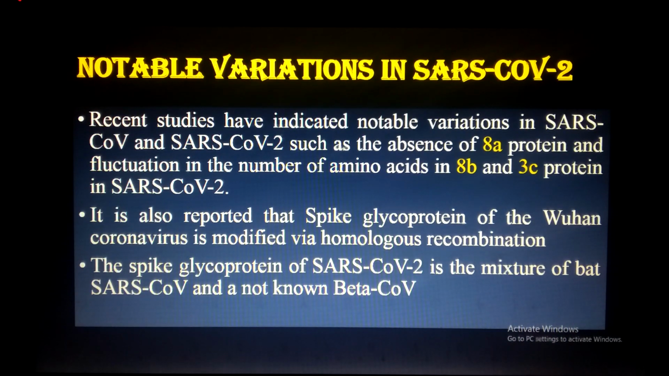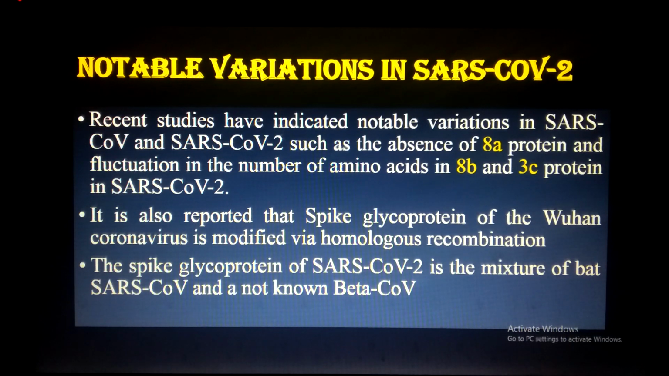So the number one difference is that the 8A protein is totally absent, and the number of amino acids fluctuates in the 8B and 3C proteins of coronavirus 2. That's why there are many differences, or you can say there are 23 to 27% differences. And that's why the drug used for coronavirus 1 is not useful to inhibit the coronavirus 2 attack.